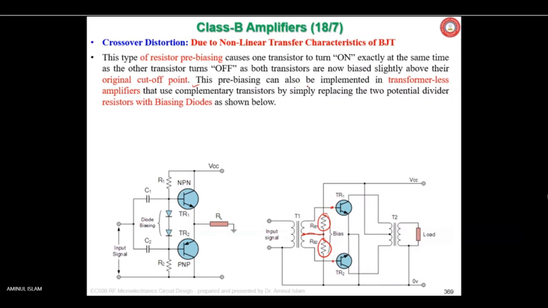This pre-biasing can also be implemented in transformer-less form. There was a transformer here; it can be transformer-less also. The only thing is you have to use a resistor as well as a diode. Okay, resistor as well as diode, diode biasing.